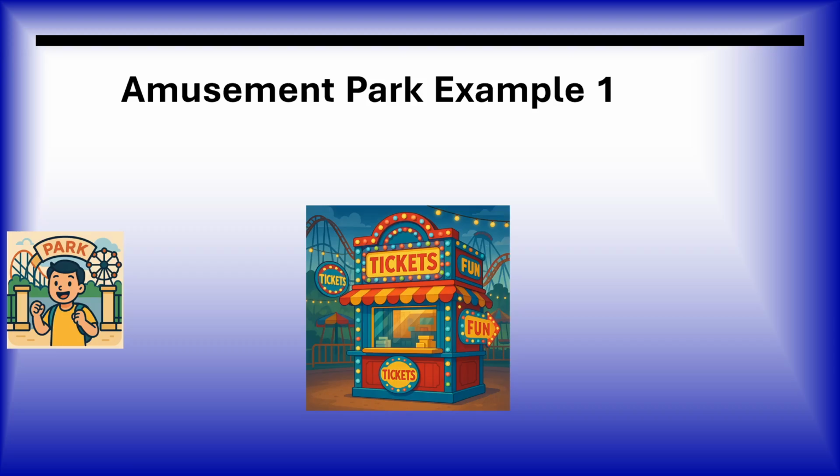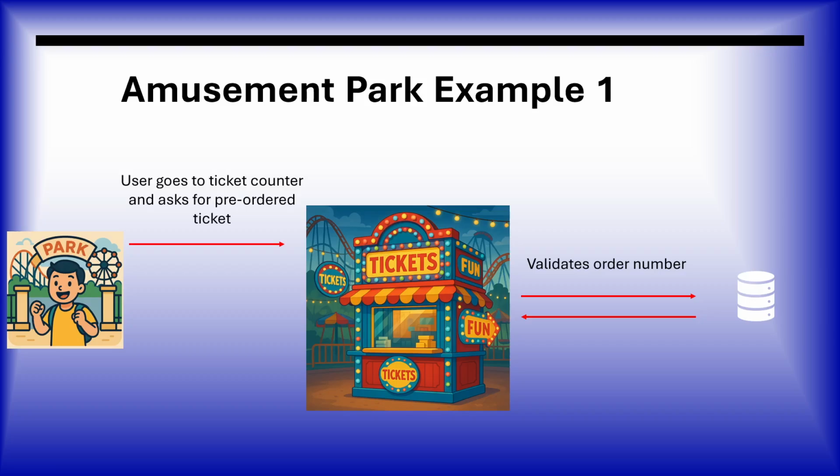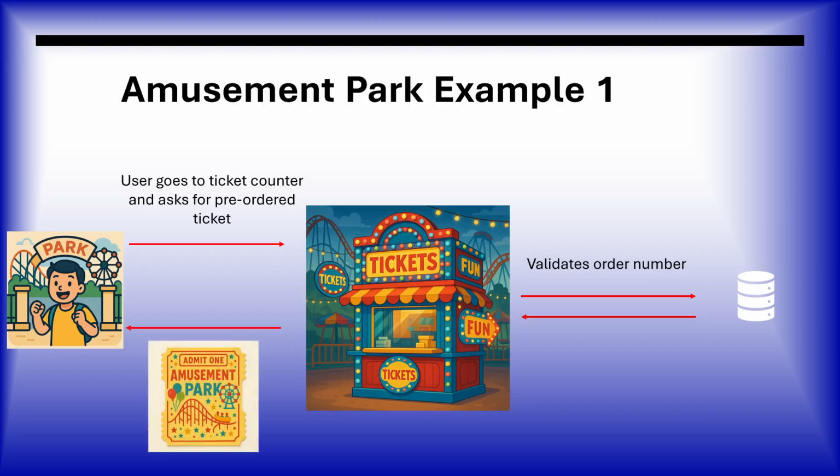Getting into authentication, I want to start with an example which I'll build on as we go along. Think about a user who goes to an amusement park. He wants to go on rides, so he orders tickets online, and they give him an order number. When he gets to the park, he gives the order number to the person at the ticket booth, who validates that the order number is correct and then gives him a ticket to get into the amusement park.